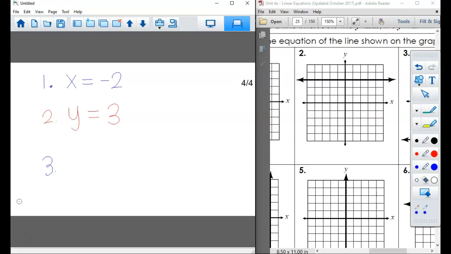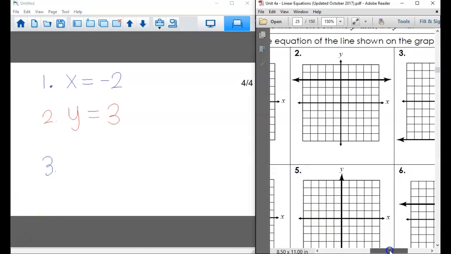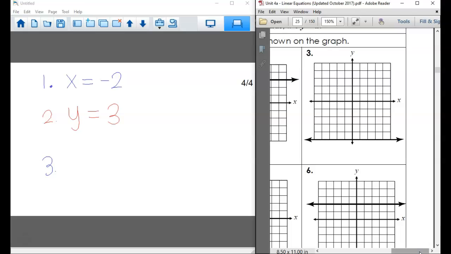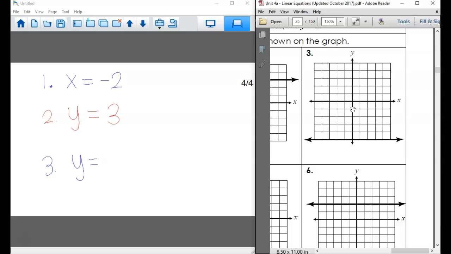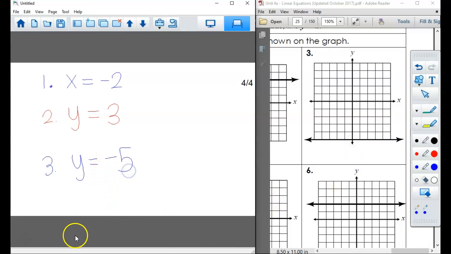All right. Let's look at number 3 on here. All right. Look at the line. The line they've graphed is way down here. Is it crossing the x-axis? No, it doesn't touch that. But is it crossing the y-axis? Yes, right here. So this is going to be a y equals line. Now the question is, where does it cross the y-axis? Well, here's 0. So I'm going down 1, 2, 3, 4, 5. Down 5 means that would be a negative 5. So I'm going to write y equals a negative 5.